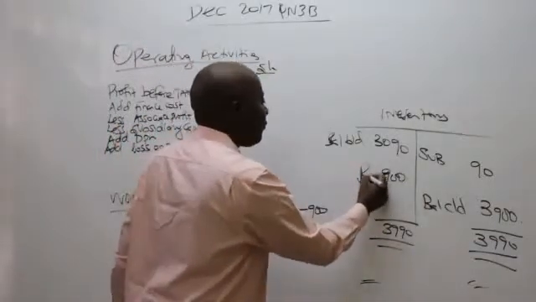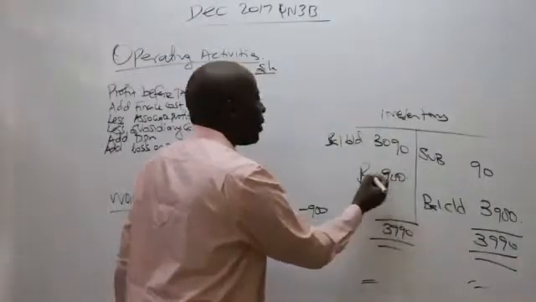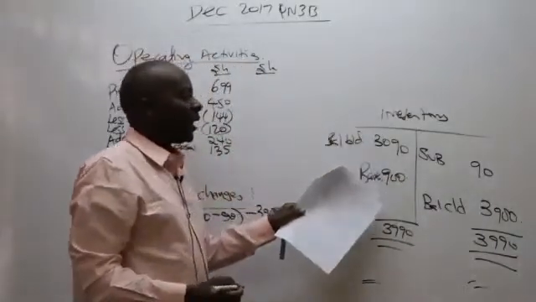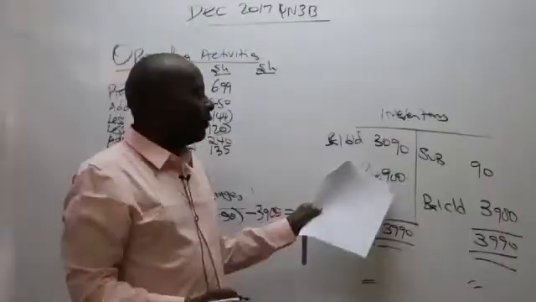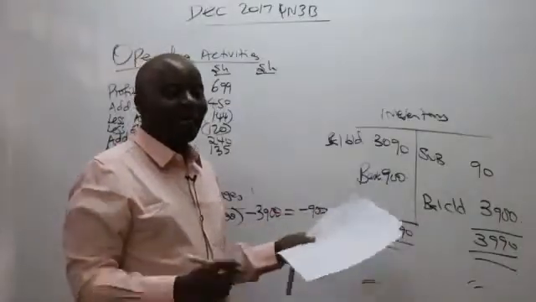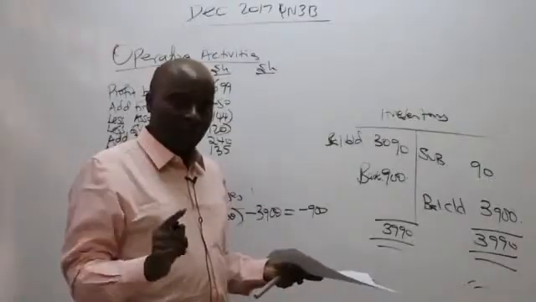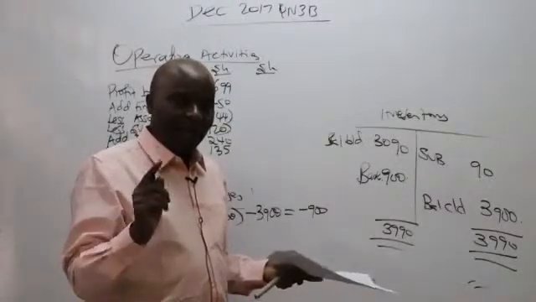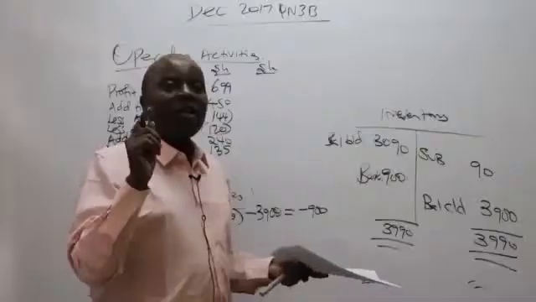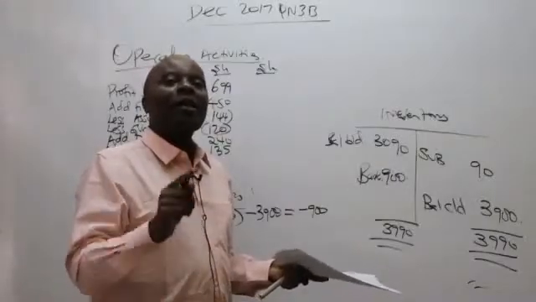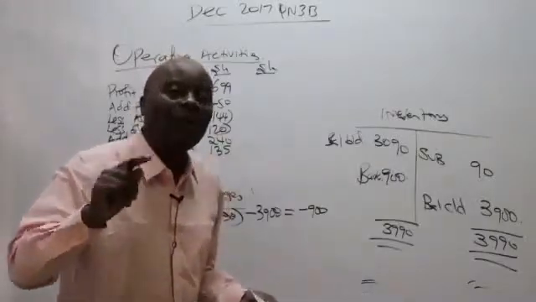So this balancing figure, ladies and gentlemen, basically what are we doing? We have debited our inventory with 900 and credited what here somebody? Our bank. We have credited our bank. If you credit your bank, what does it mean? It means, ladies and gentlemen, that it is a cash outflow.